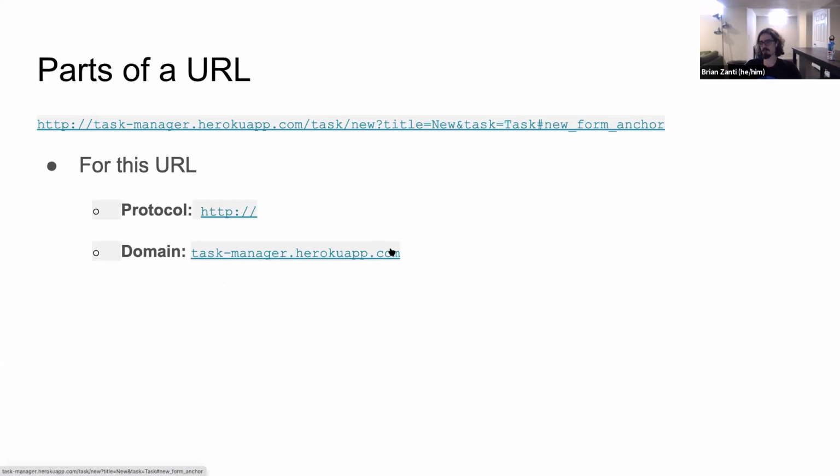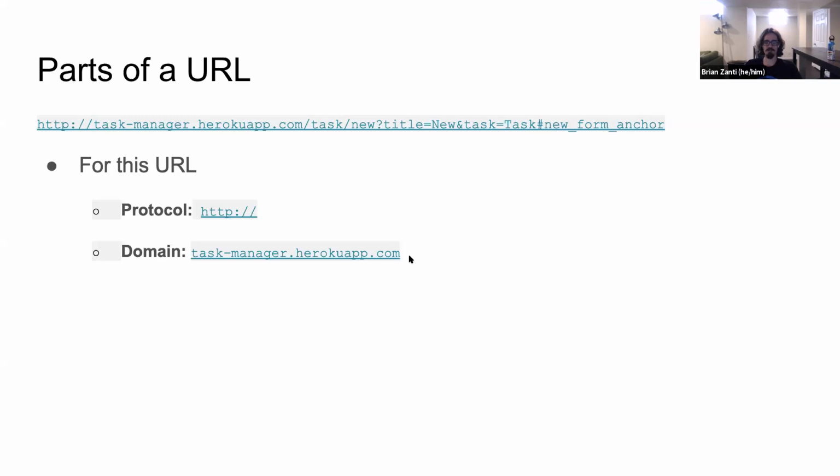Notice that there can be multiple dots, which I might refer to as a subdomain. We're not really going to get into that right now. So like backend.turing.io, taskmanager.herokuapp.com. There could be several of these, but they all come together and make the single domain.